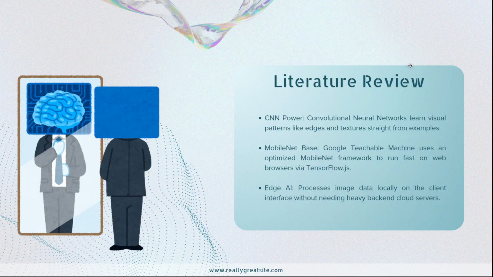Okay, let's look at the computer vision science running underneath this application. Image recognition tasks excel when using convolutional neural networks, or CNNs. Instead of a human manually coding hard rules for every device shape, a CNN automatically maps out features like edges, textures, and geometric profiles straight from visual dataset examples.